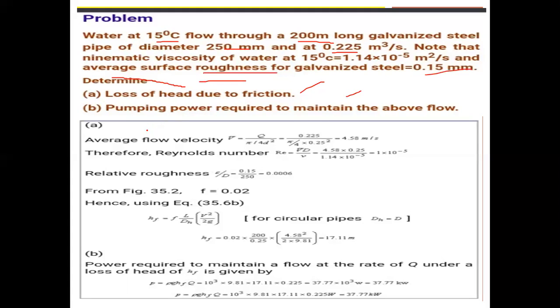The first one is the average flow velocity. Average flow velocity V is equal to Q divided by pi by 4 d square. Q is 0.225 meter cube per second, so there is no need to change the unit. So V is 0.225 divided by pi by 4 into 0.25 square, which is equal to 4.58. The Reynolds number Re is equal to V into D divided by small v, which is 4.58 into 0.25 divided by 1.14, where 1.14 is the kinematic viscosity of the water. So we got the average flow velocity and the Reynolds number.